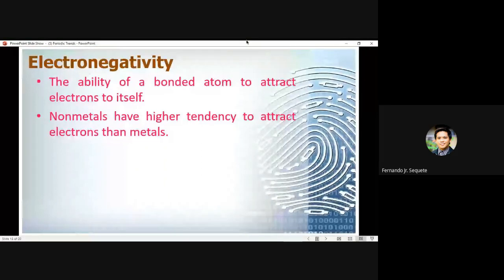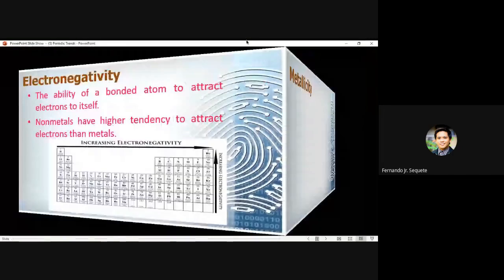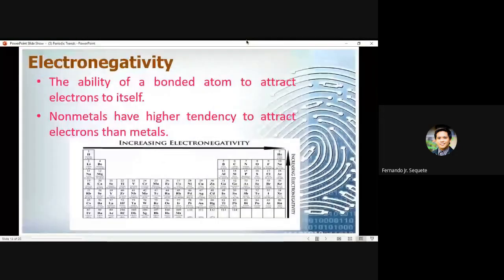So when it comes to electronegativity, children, ang sabi dito, non-metals have higher tendency to attract electrons than metals. So again, yung mga non-metals daw natin, meron silang higher tendency to attract electrons than metals. Okay, so meaning, kung yan yung scenario, electronegativity is increasing from left to right.